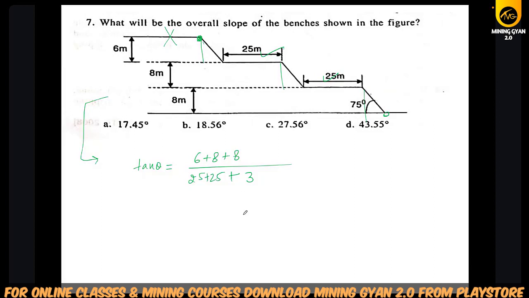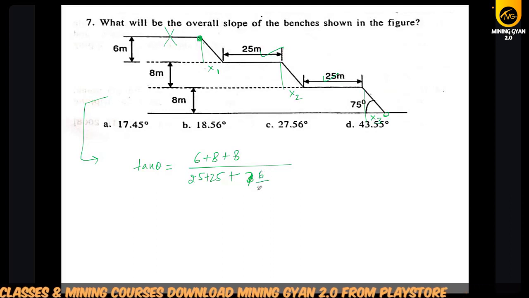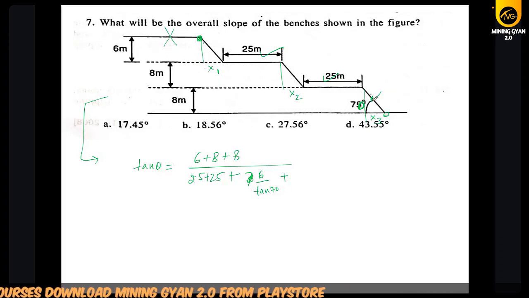But in this question, the height of the bench is different. Then we cannot write 3. We will take different values. We have to find out x1, x2 and x3. All are different. So height by tan 70 degree. 70 or 75, whatever. If I am taking 70, you will solve with 75 with a calculator at home. This is your homework. I am solving with the 70 degree.